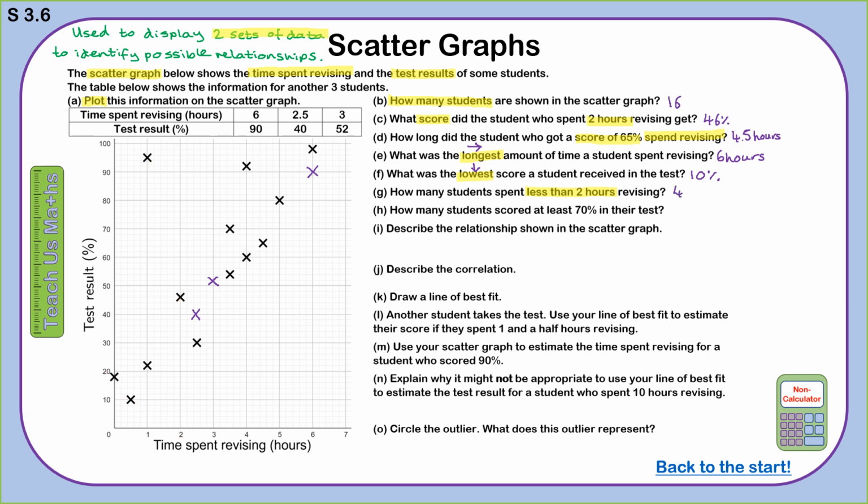Part H. How many students scored at least 70% in their test? So again, be careful of the wording. At least 70% means that 70% is included, so it's 70% or more. So we're looking for a test result of 70%, and anything there or above. So that's 1, 2, 3, 4, 5, and also this person here on the line. So 6 students received a score of at least 70%.